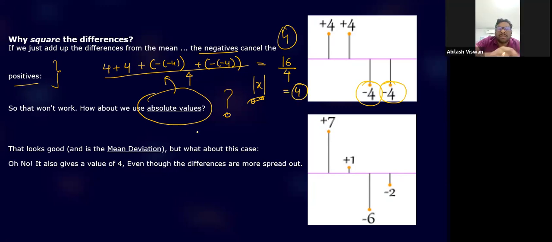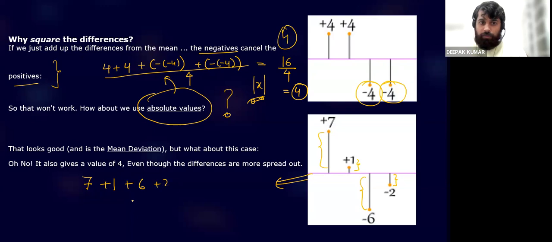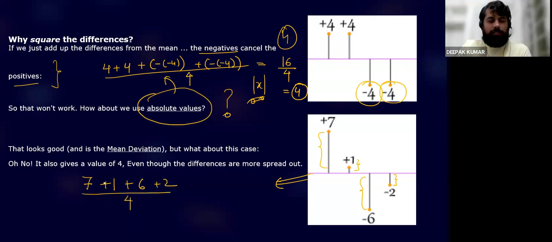But now come to this: plus 7, plus 1, minus 6, and minus 2. Apply the same rule to it also. So plus 7 becomes 7, plus 1 becomes 1, minus 6 becomes plus 6, and minus 2 becomes plus 2. Divide by 4, because 4 elements are in. So 7 plus 1, 8 plus 2, 10 plus 6, 16. Oh my God, 16 by 4. What is this? Still 4.